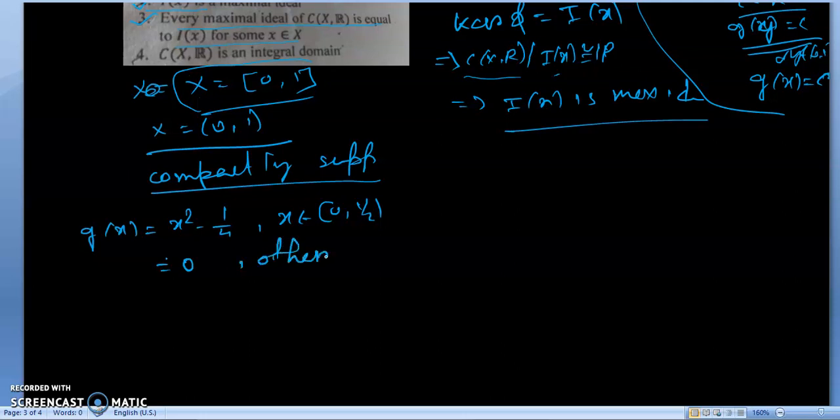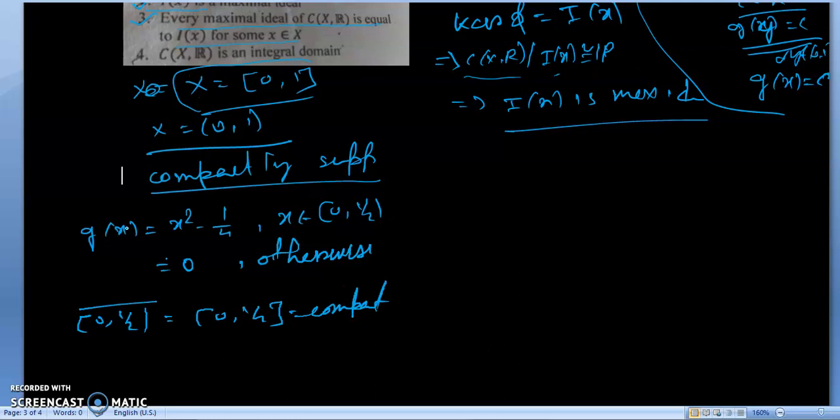Clearly we can say that this function is not equal to 0 in this interval and is equal to 0 otherwise. Therefore, where it is not equal to 0 in this interval, if you take the closure, this will be [0, 1/2], which is compact.